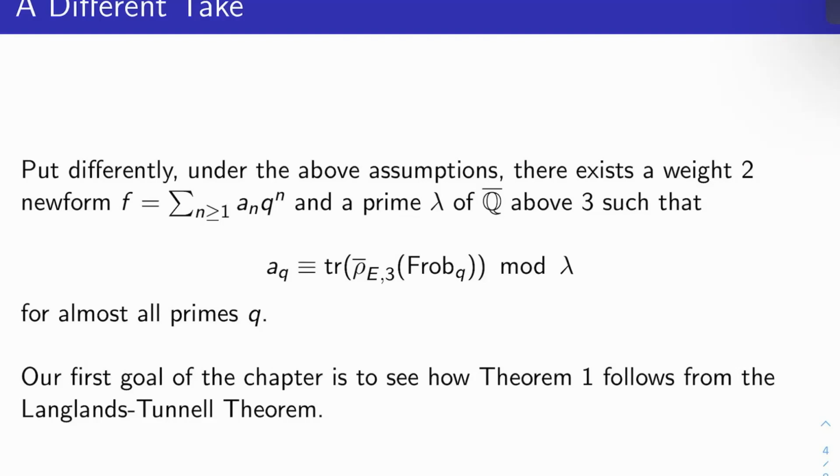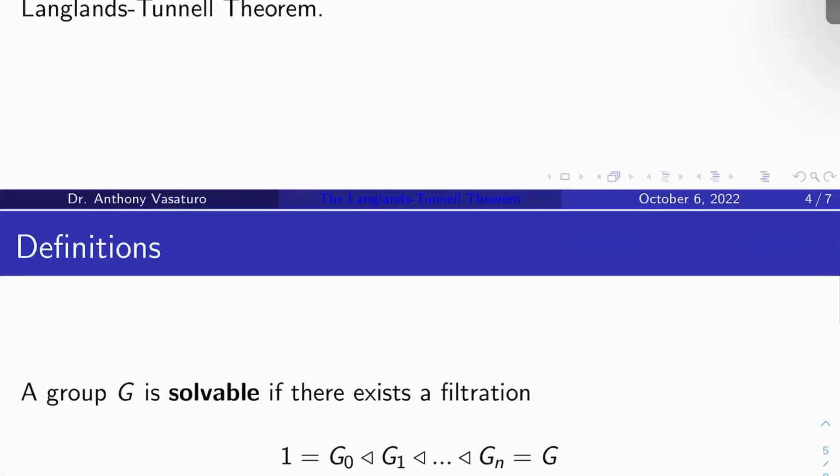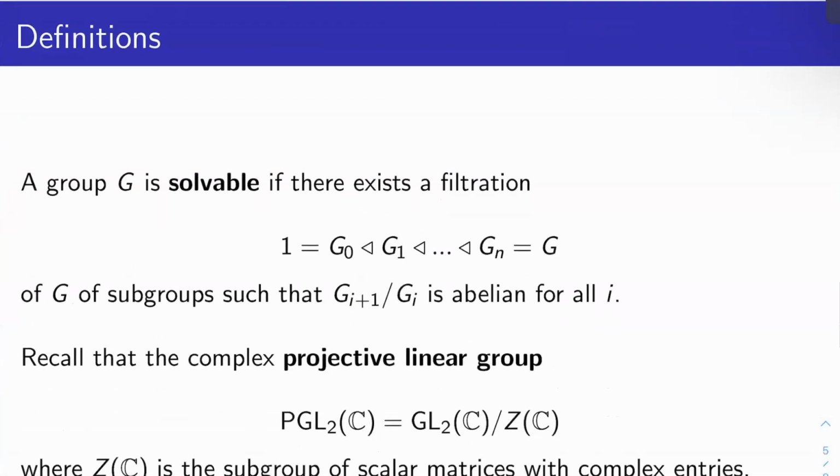And so our first goal of the chapter is a meager one. We would like to see how Theorem 1 follows from the so-called Langlands-Tunnell theorem, which was a theorem known prior to the proof of Fermat's last theorem. Well, to do that, I'm going to have to tell you what Langlands-Tunnell is, right? So what's that? I'll give you two different statements of it. And one of the other goals of this chapter will be to connect those two statements with each other and see that one implies the other.